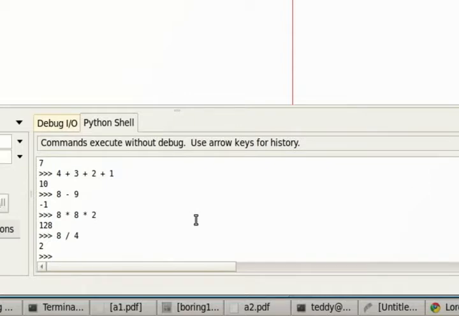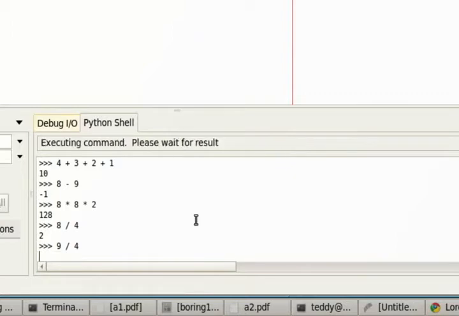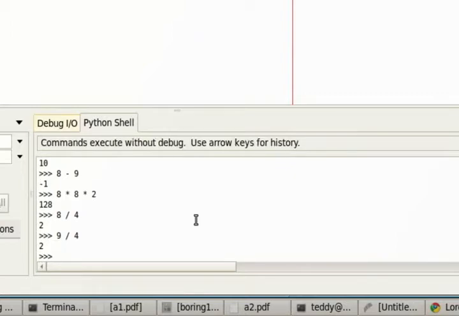So 8 divided by 4 is 2. Now what do you suppose 9 divided by 4 is? It is not 2.25 like you might think it is. Oh no, it's just 2. That's because Python gives you the result as an integer. These are just integers, not floating point numbers. The floating point numbers are the numbers with decimal points.